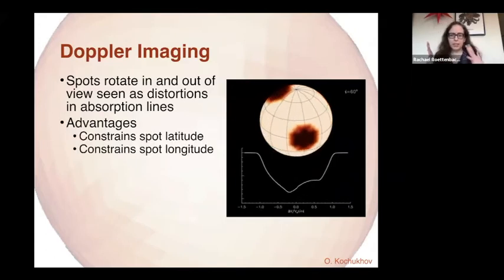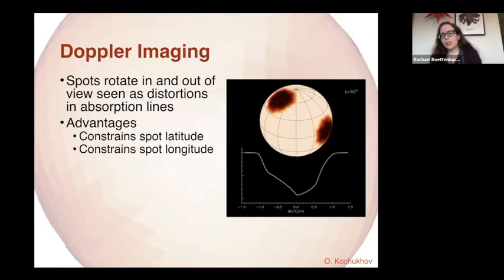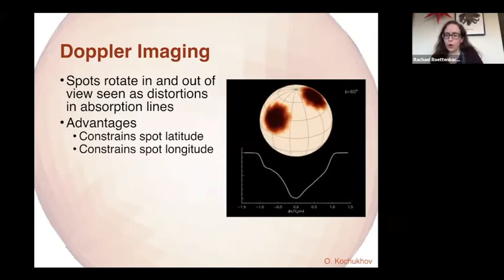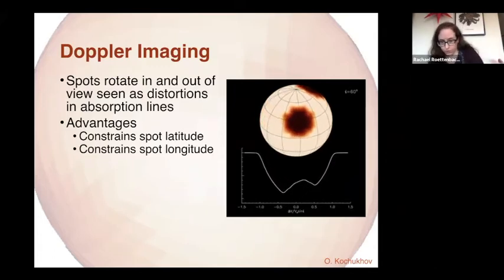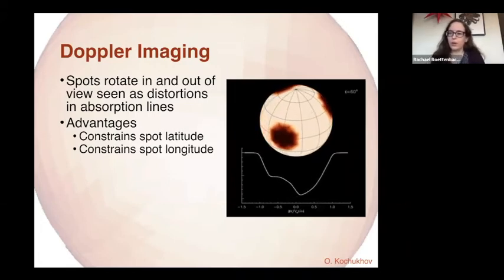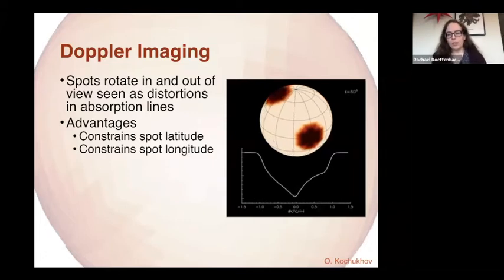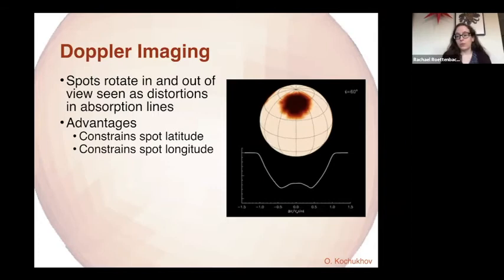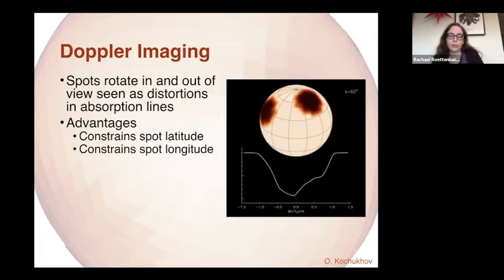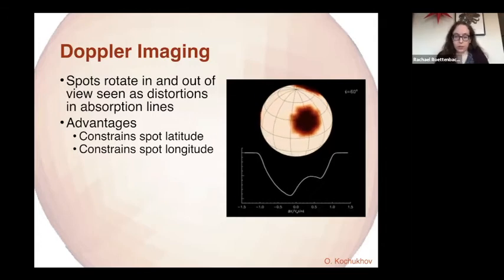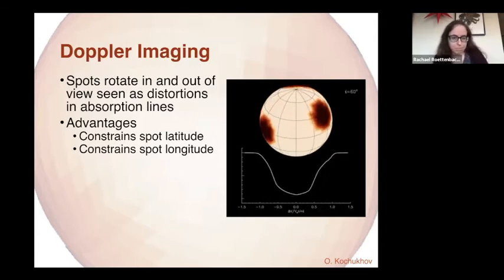And the great thing about this is that we're now able to start constraining spot latitude. If you watch closely, you can see that the highest latitude spot is really only affecting the absorption lines near the core. But now coming into view, in a second, is an equatorial spot, and you'll see that that actually affects the absorption line all the way across it. So we're now able to get some information about where the spots are in latitude that we couldn't get as concretely with the light curve inversion. So we're able to get a better picture of what's going on on the surface of the star with this technique.